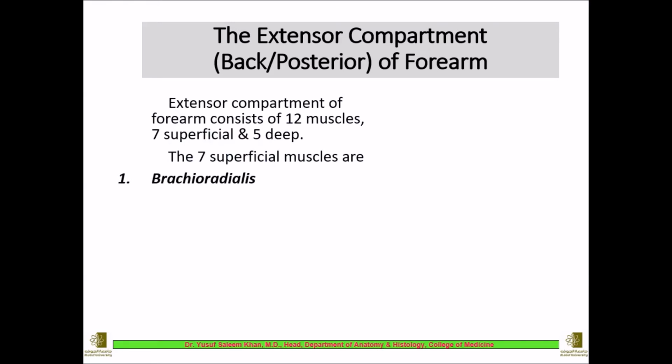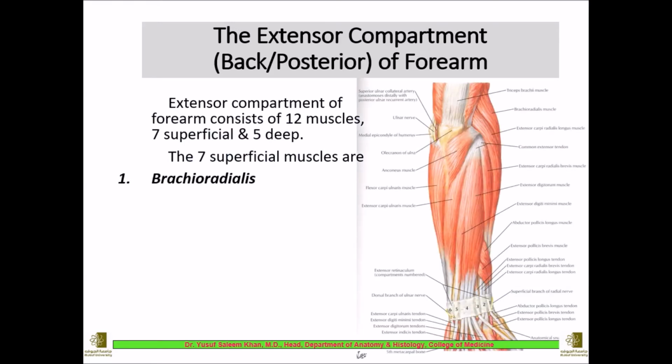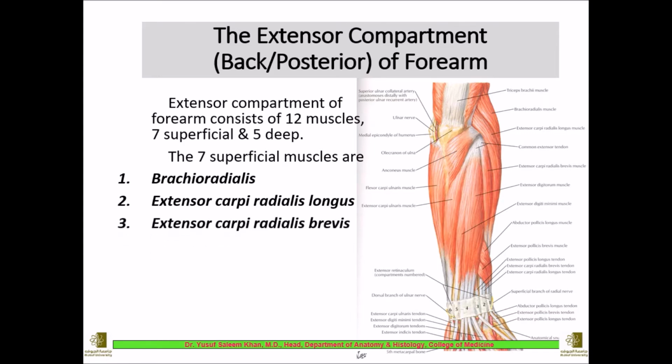Among the 7 superficial muscles, the first one is the brachioradialis. This is the most lateral muscle present in the forearm. First we will try to identify the muscles, later we will discuss each muscle in detail. The second is the extensor carpi radialis longus. This is the muscle here, just deep to the brachioradialis. As I had told you before, the name itself indicates a lot of things. We will discuss what it indicates.